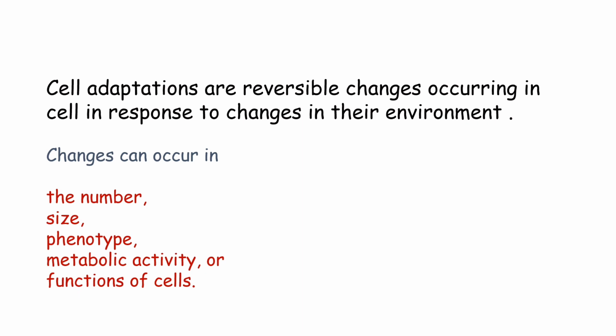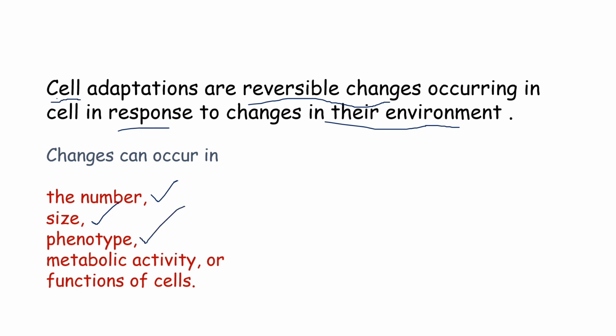Just like when we are in stress, for example, whenever it is winter season we start wearing woolen clothes, and whenever it is summer season we shift to cotton clothes. Similarly, whenever cells have any kind of stress, they are going to undergo some reversible changes in response to changes in their environment. These changes can occur in the number of cells, which can increase or decrease, and in the size of the cells, which can also increase or come back to normal.